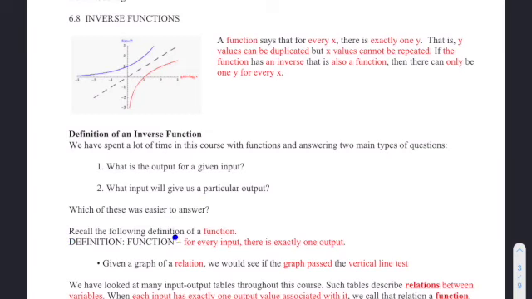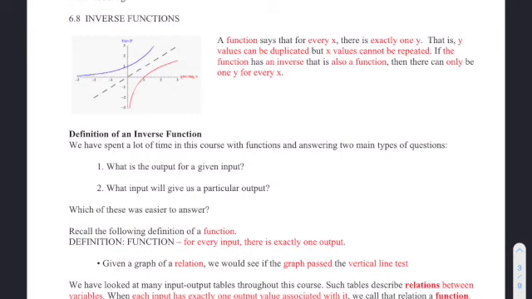Recall the following definition of a function. For every input, there is exactly one output. If you are given a graph of a relation, we would see if the graph passed the vertical line test. We have looked at many input-output tables. Throughout this course, such a table describes relations between variables. When each input has exactly one output value associated with it, we call this relation a function.